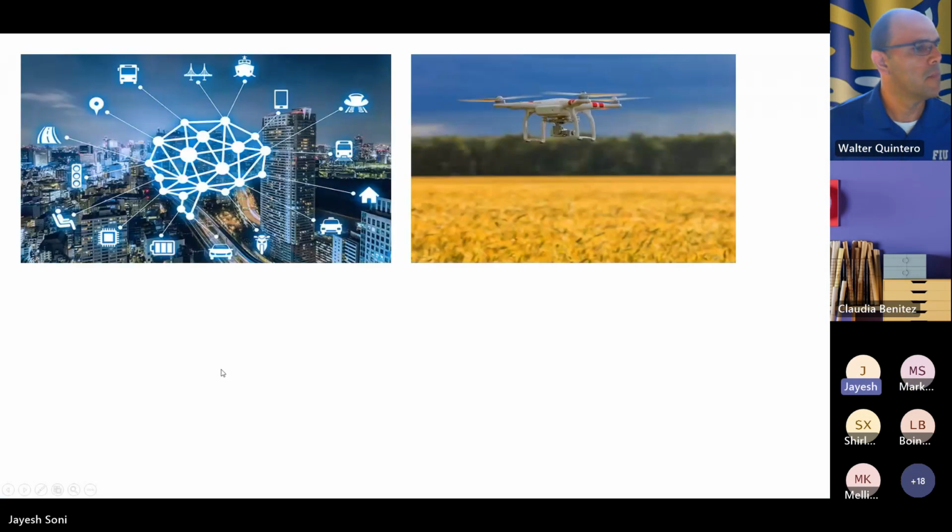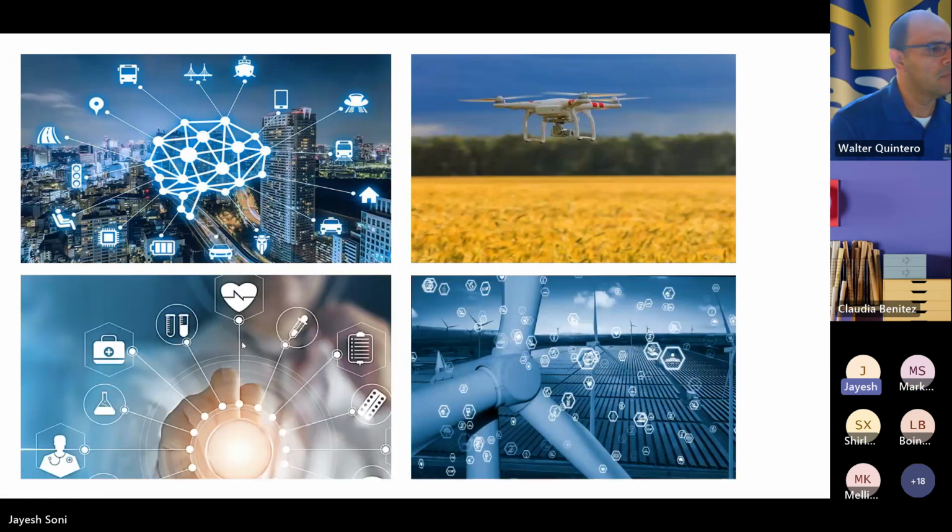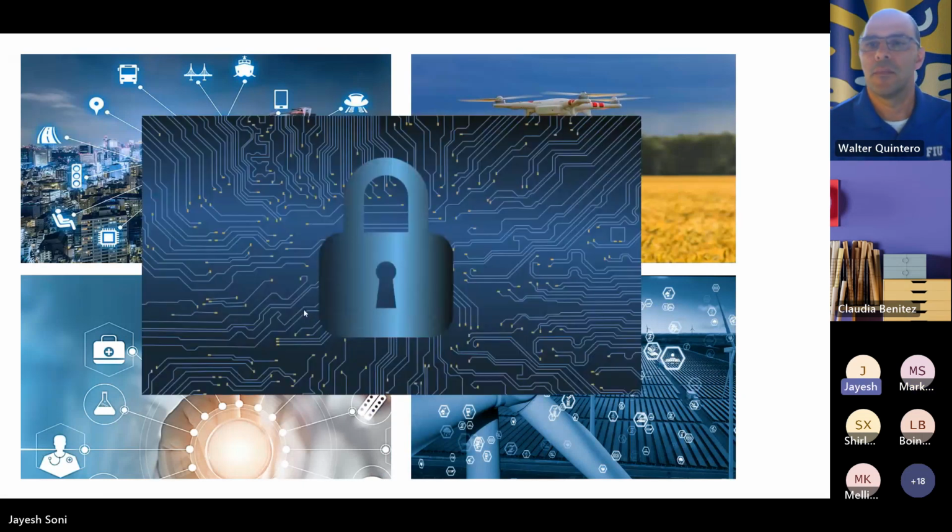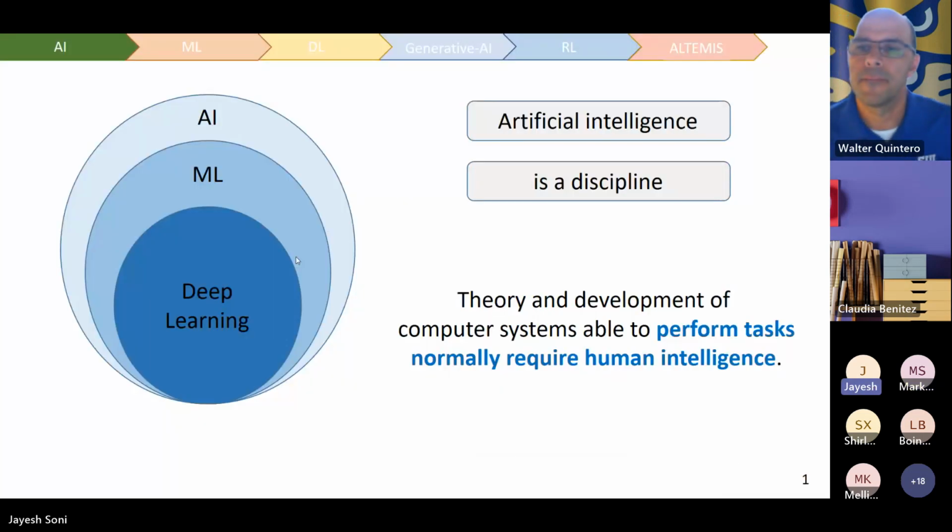As we know, currently AI is used everywhere. If we talk about smart cities, robotics, healthcare, energy, and of course the cyber area, AI is everywhere. What is this AI? AI is basically a discipline. It is a theory and the development of computer systems which are able to perform tasks which basically require human intelligence. So that's a high-level definition of AI.